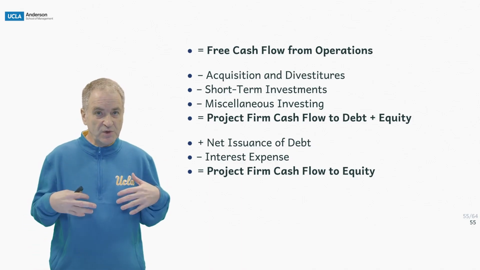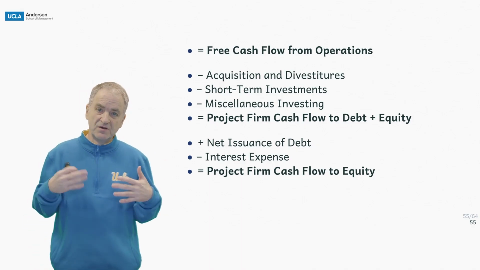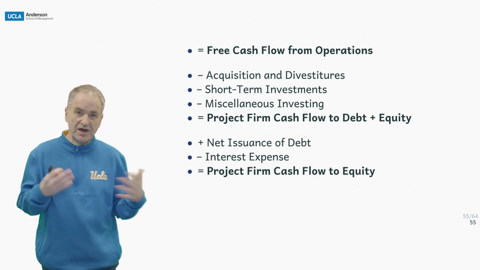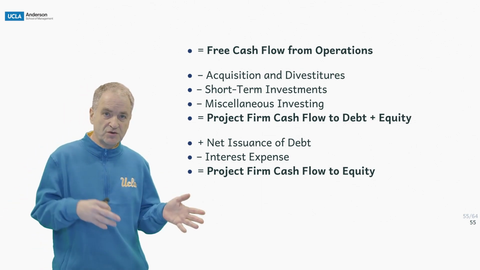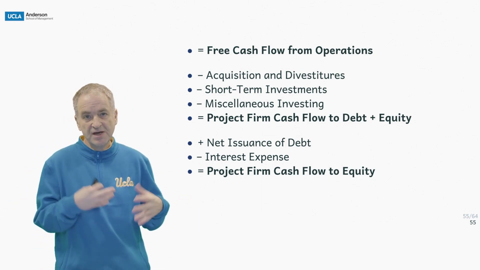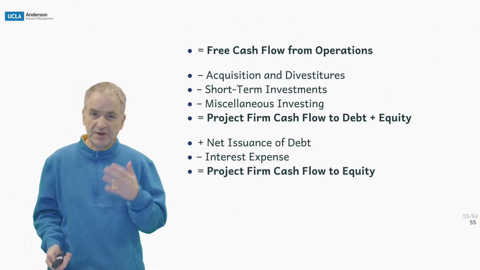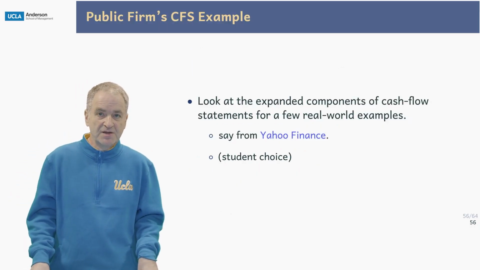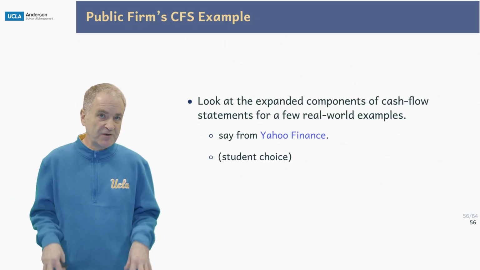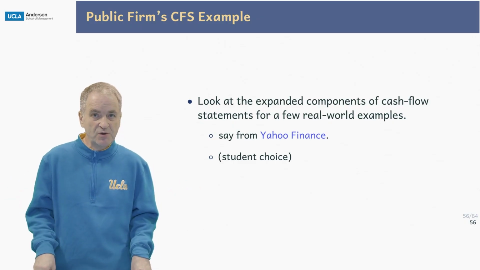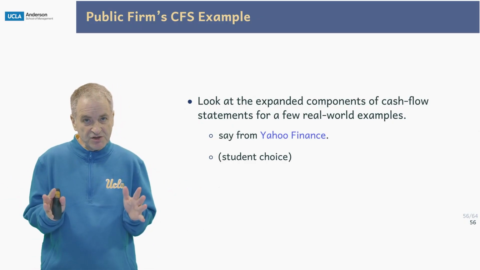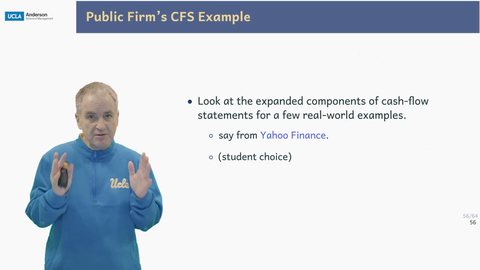And in the real world, then we have a whole set of other statements that are related to acquisitions, divestitures, short-term investments, things like currencies, miscellaneous investment. We have net issuance of debt and interest expense. It's all in there. So look at any public firm's cash flow statement, and you will get something that looks very much like what we have done here right now.